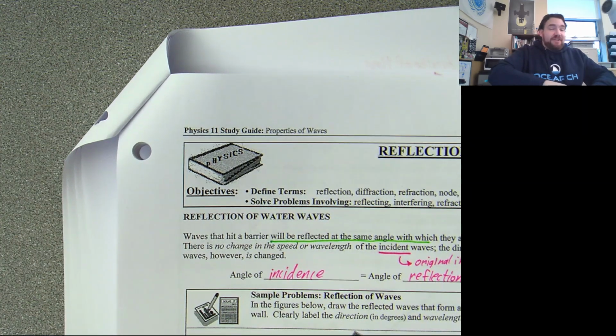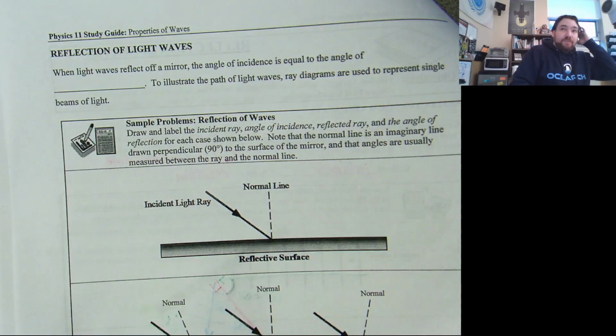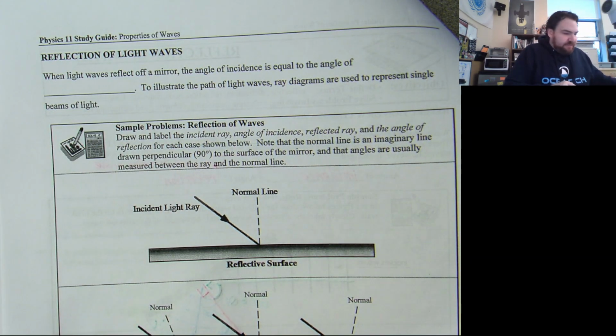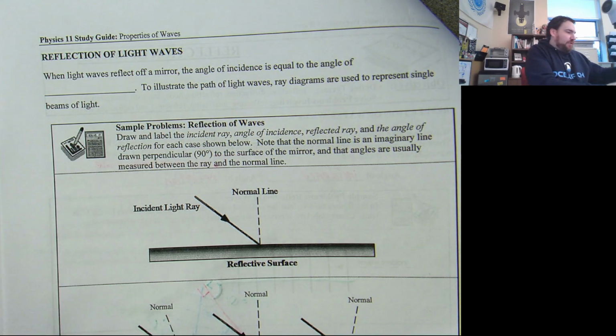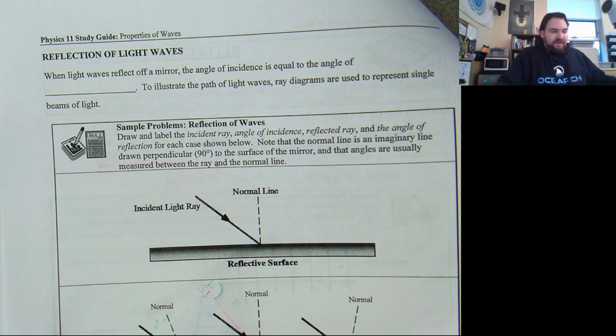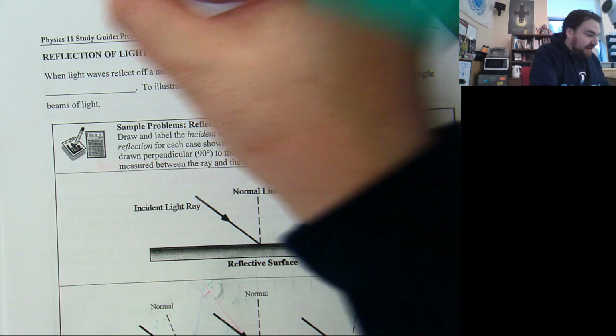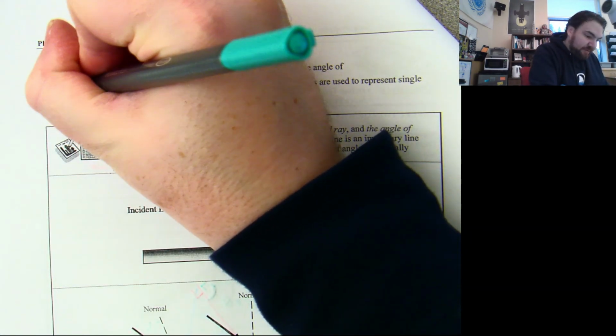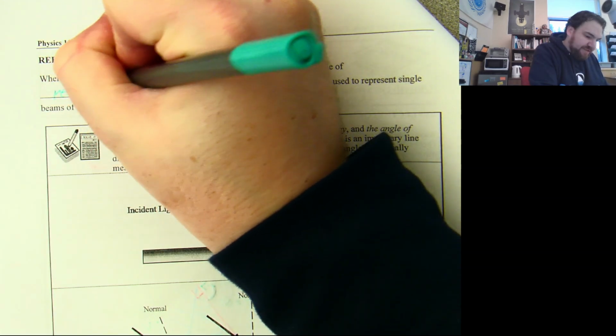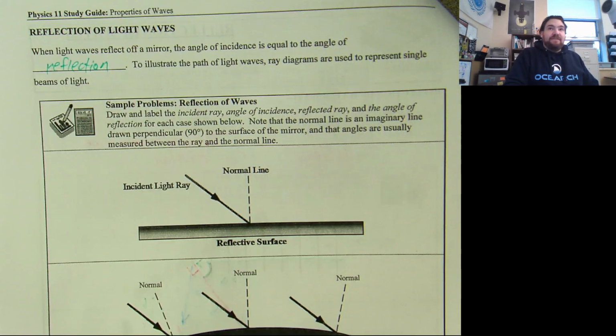Okay, so reflections of waves. Flip the page. Let's talk about reflections of light waves. Light does the same thing. When light is reflected off of a mirror or any surface that light is reflecting off of, you get the same effect. The angle of incidence is equal to the angle of reflection, always. For any wave, and light is a wave.